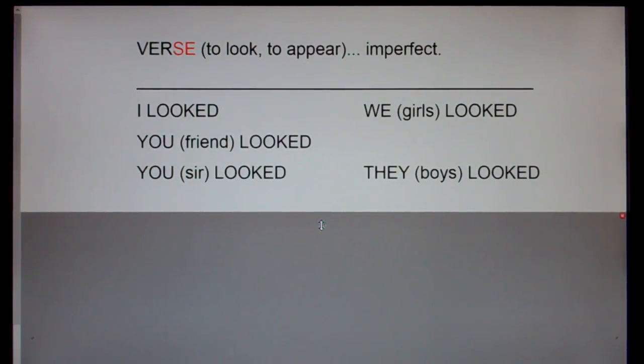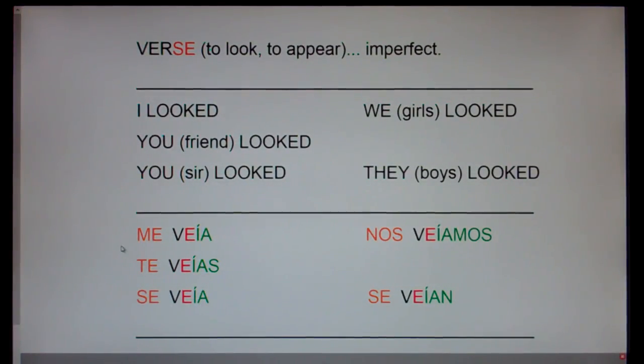Okay? I'm going to say each form of the verb in English and Spanish and clap, and I'd like you to repeat. Here we go. I looked. Me veía. You friend looked. Te veías. You sir looked. Se veía. We girls looked. Nos veíamos. And they boys looked. Se veían.